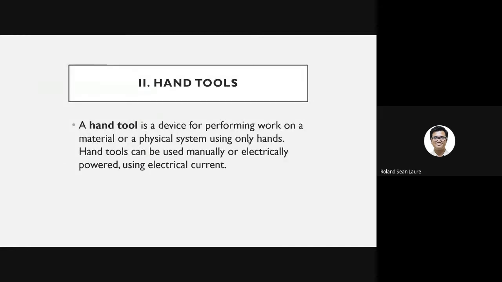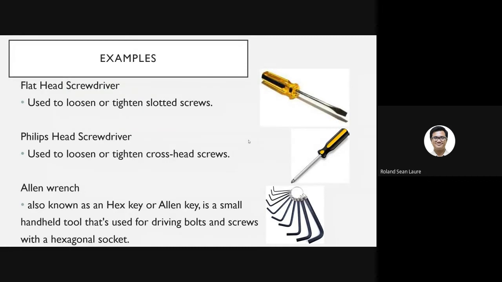So, hand tools. A hand tool is a device for performing work on a material or physical system using only hands. Hand tools can be used manually or electrically powered using electrical current. Okay. So, examples of hand tools. First is the flathead screwdriver, used to loosen or tighten slot screws.